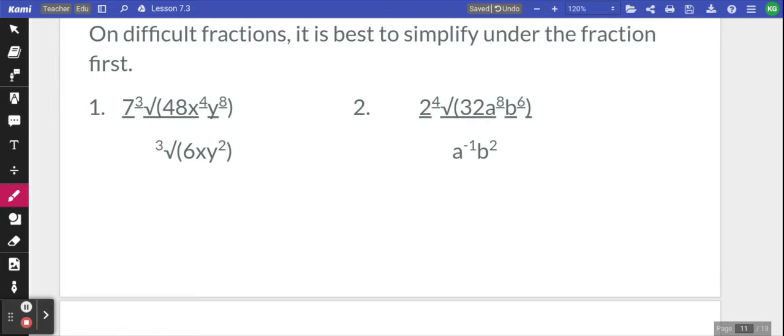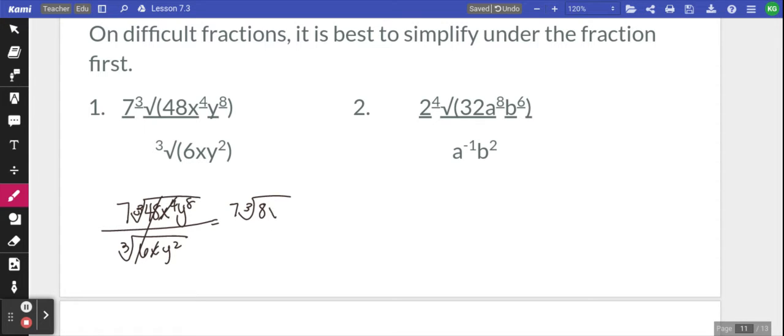Okay, so on difficult fractions, the best thing we're going to do is simplify first before we start breaking out. On this one, it looks kind of odd the way I had to type it, but it's 7 times the cube root of 48 x4 y8 over the cube root of 6xy squared. First we're going to simplify under the fraction. So 48 over 6 would become cube root of 8. X to the 4th, x to the 1 would become x to the 3rd. Y to the 8, y to the 2 would become y to the 6th.